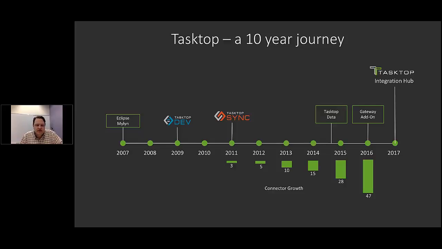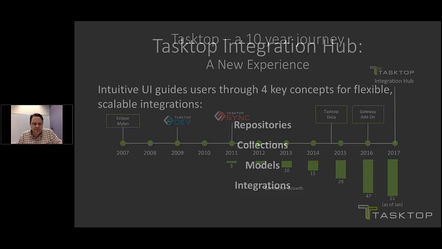So here you see Tasktop Integration Hub. And now as far as our connector growth, we do have 51 connectors as of January. So you can see that our connector growth has grown very fast as well, and what we're trying to connect and how we're trying to help our clients.